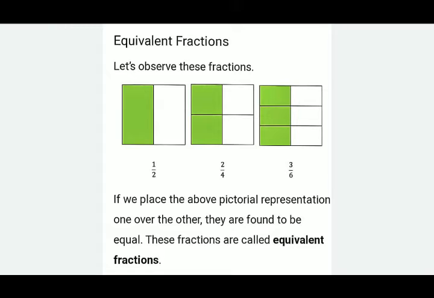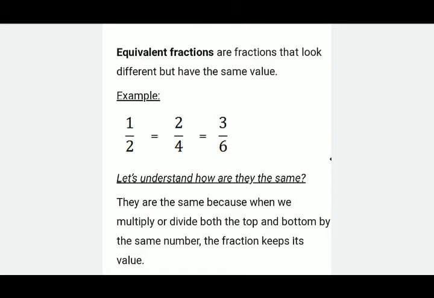If we place the above pictorial representation one over the other, they are found to be equal. These fractions are called equivalent fractions. Here you can see 1 by 2 is equal to 2 by 4 is equal to 3 by 6. Here all the three fractions are equal. Equivalent fractions are fractions that look different but have the same value. For example, we have seen 1 by 2 is equal to 2 by 4 is equal to 3 by 6.